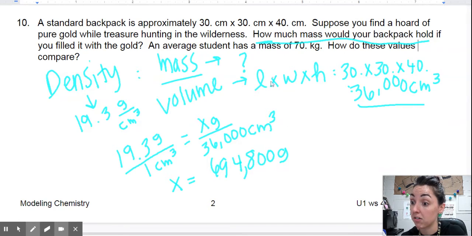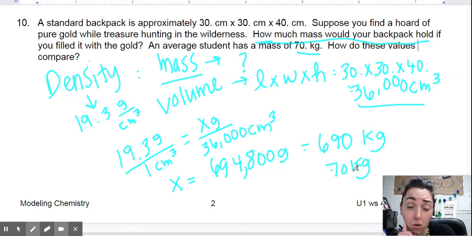Now it asks us to compare that to 70 kilograms. So I'm going to convert that to kilograms just so we're on the same page here. And actually, first, I'm also going to put this in the right number of sig figs. This should still have 2 sig figs, so 690,000 grams, which would give me 690, no decimal point, kilograms. We compare that to 70 kilograms.